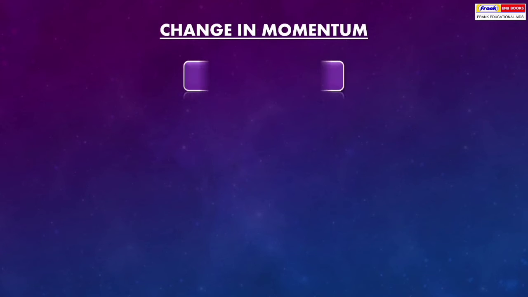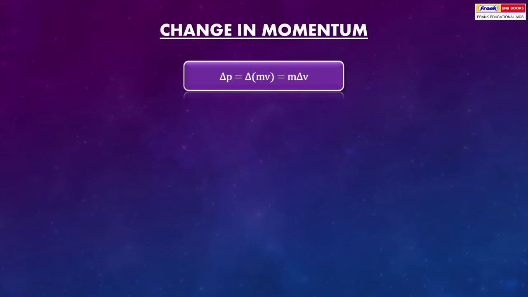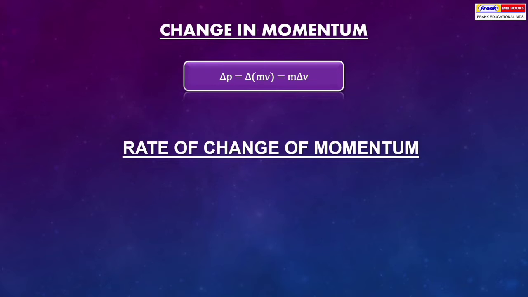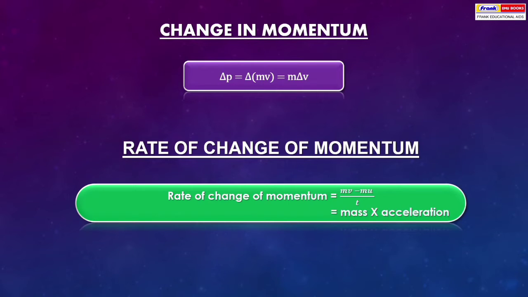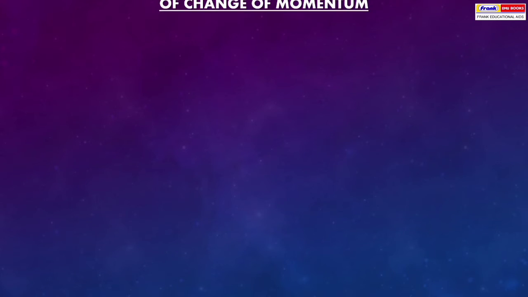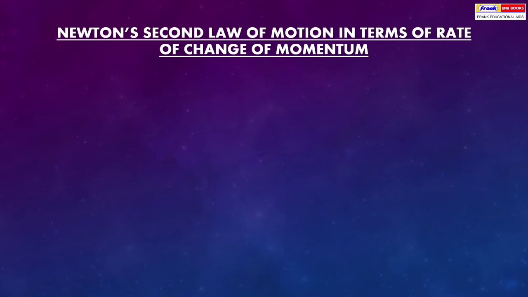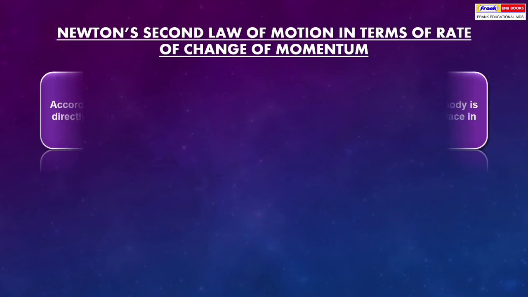Now coming to the change in momentum. Change in momentum is basically defined by the change in velocity because mass is going to be constant everywhere. So the rate of change of momentum equals (mv minus mu) by t, which equals mass into acceleration. Newton's second law of motion in terms of rate of change of momentum.